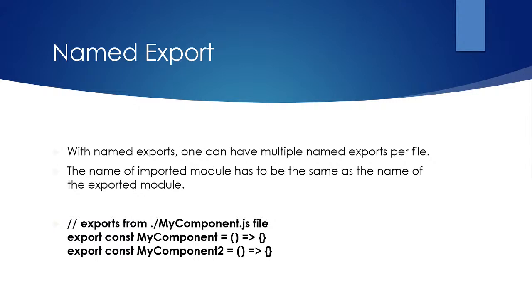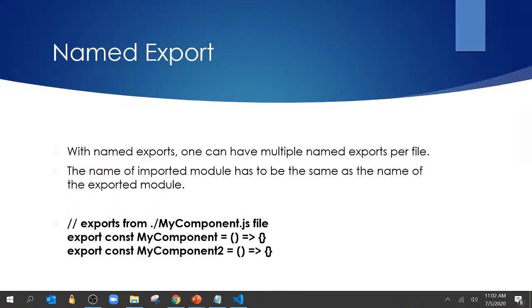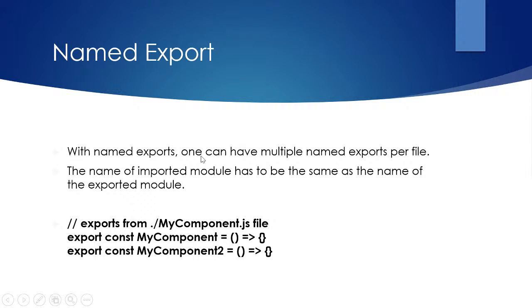So what we understand by this is that if here we want to change hello world, we can do that. We can have a different name, but as a best practice, the name of the class should usually match the file name of the JavaScript class. But that is not required when it comes to default export. But when it comes to the named export, the name of the import module has to match. And we can have multiple named exports.